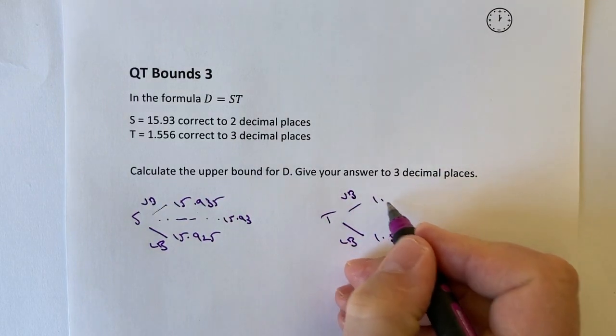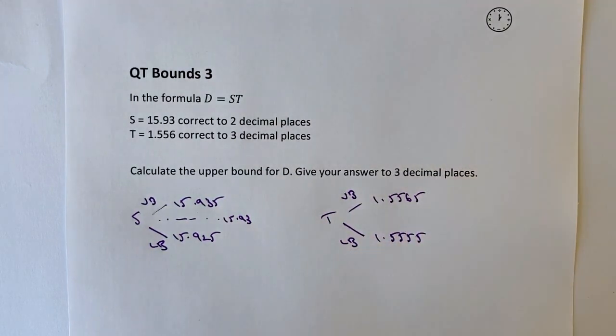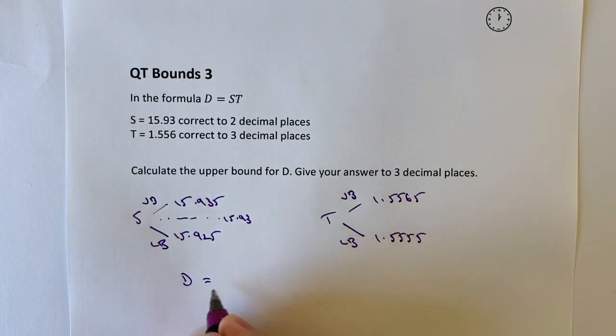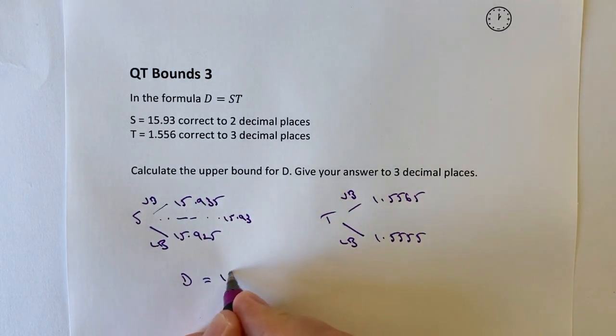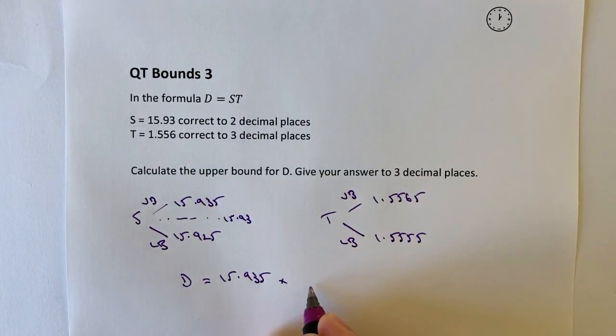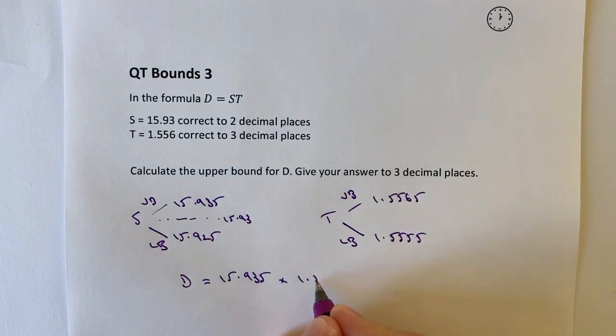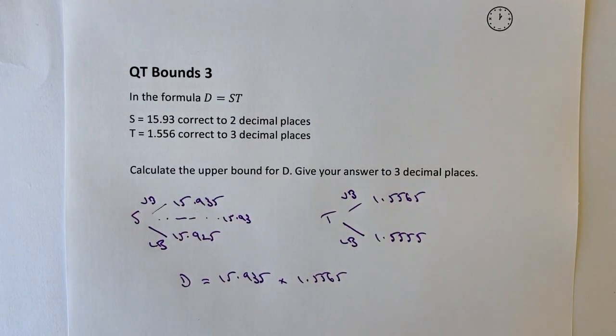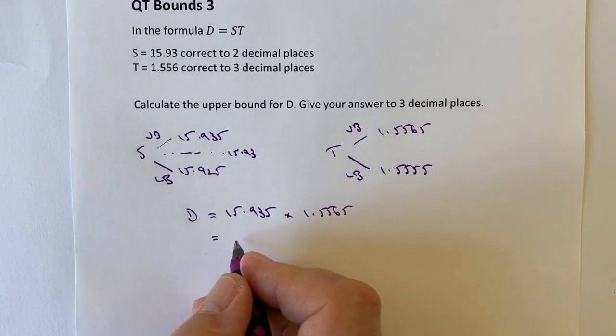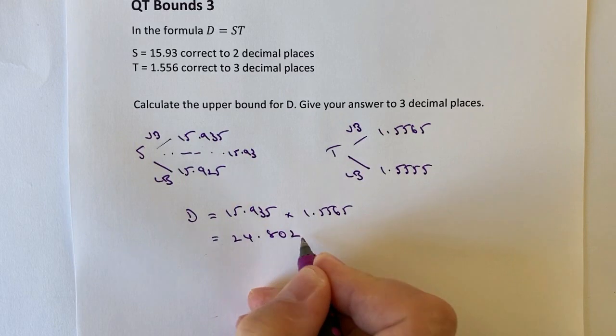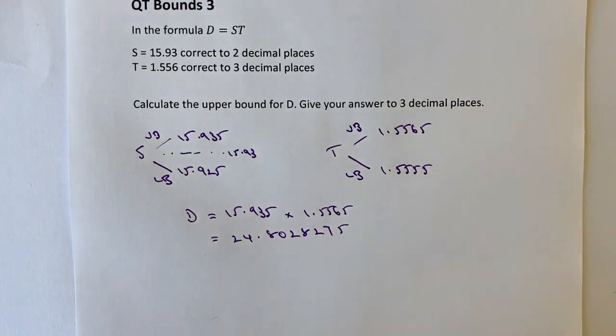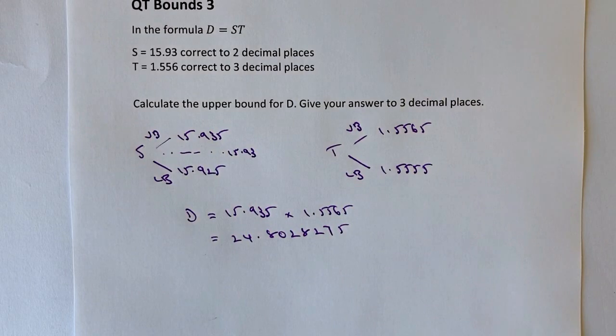Well, that's going to be 1.5565. So we're now being asked to calculate the upper bound for D in terms of the formula. So the upper bound is going to be D equals the upper bound of S, which is 15.935, multiplied by the upper bound of T, which is 1.5565. And if you pop that into a calculator, you're going to get an answer of 24.802825.